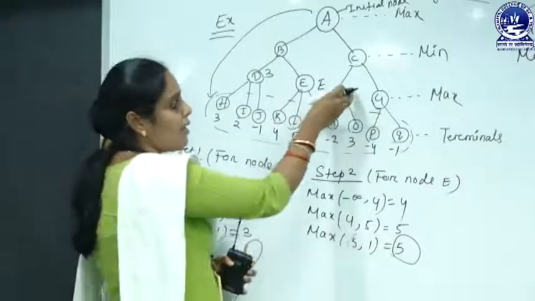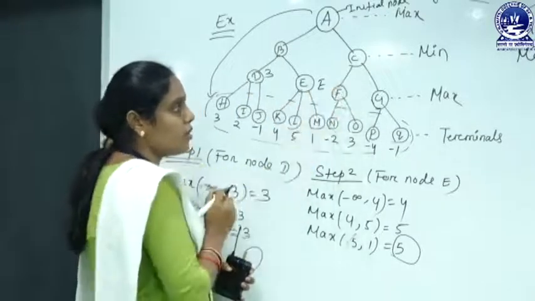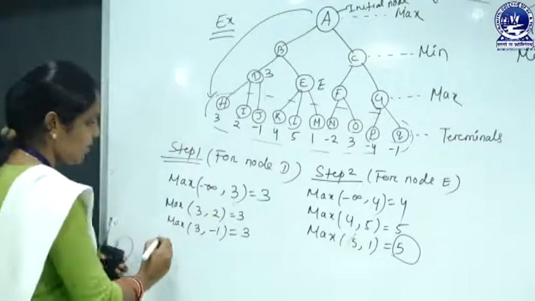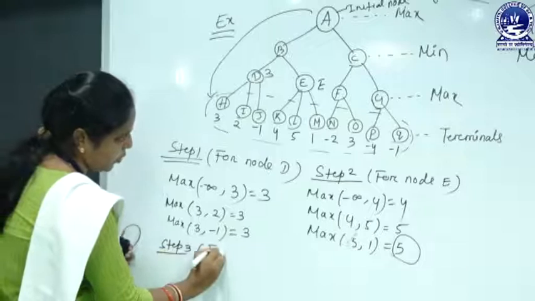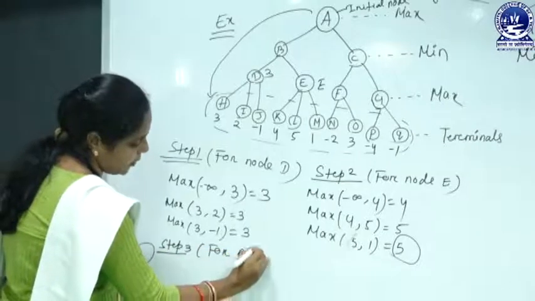Similarly, we calculate the utility value for the node F. Then in step 3, that is for node F.